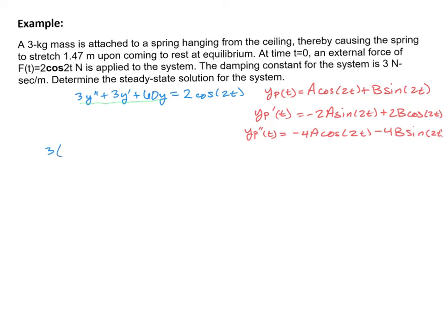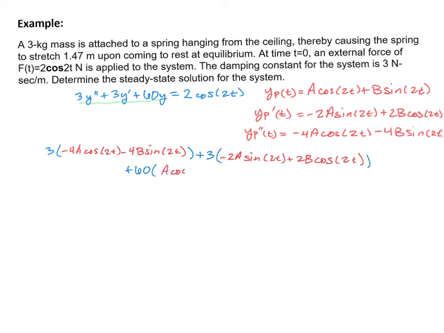So we've got 3 times our y double prime, which is negative 4a cosine 2t minus 4b sine of 2t, plus 3 times our first derivative, which was negative 2a sine of 2t plus 2b cosine of 2t, and then plus 60 times our particular solution, which is a cosine of 2t plus b sine of 2t, and that must equal 2 cosine of 2t.